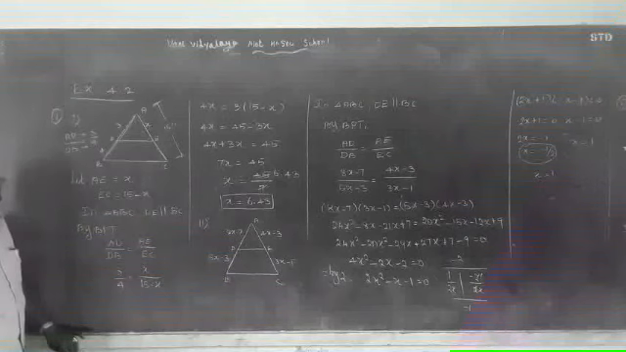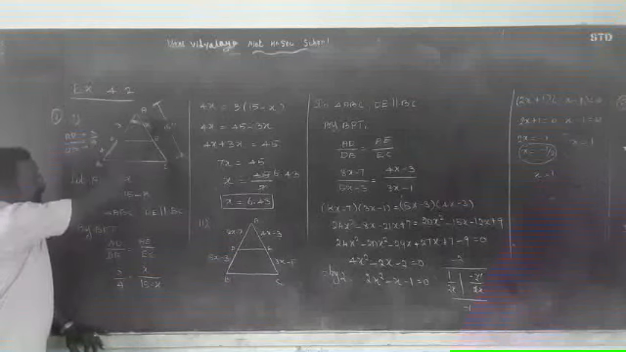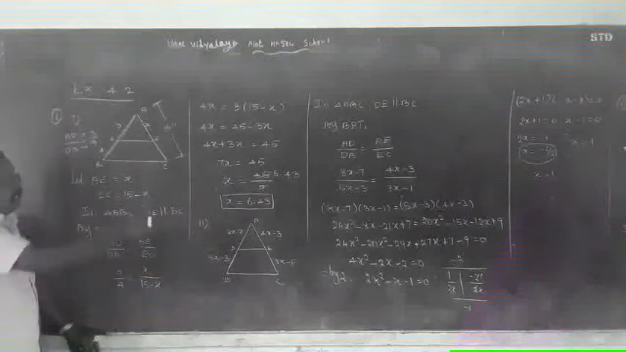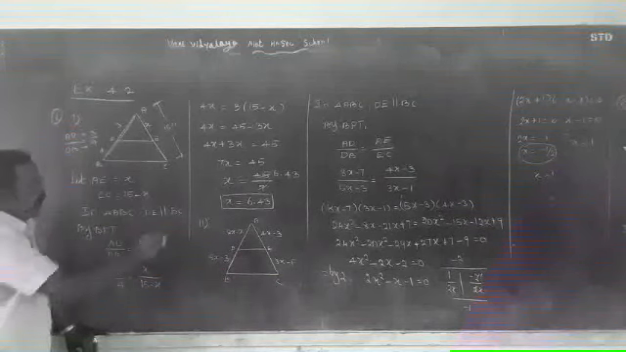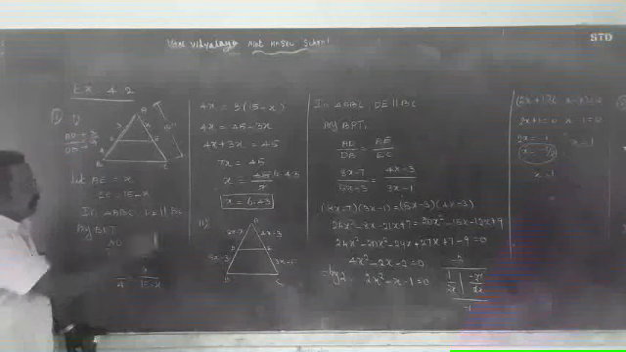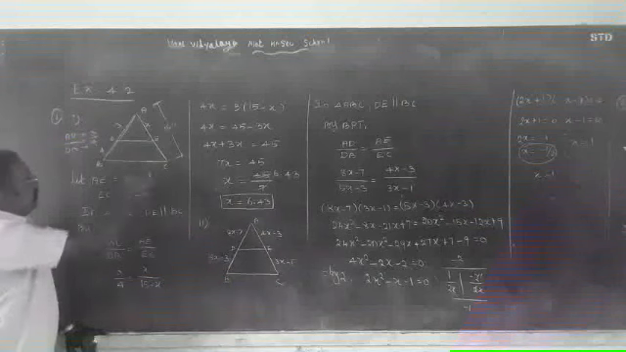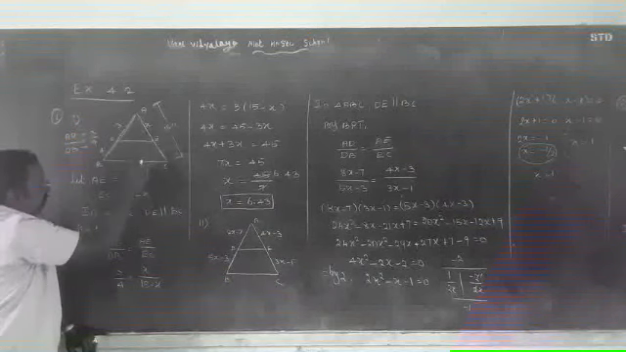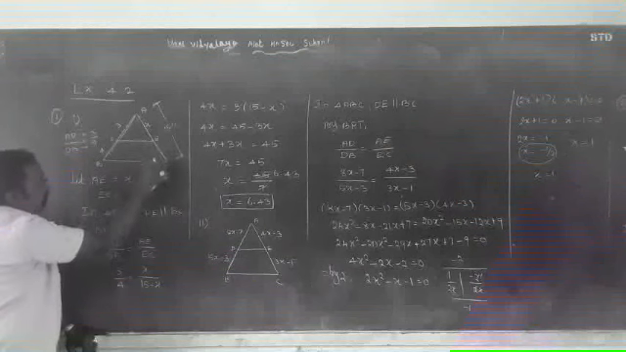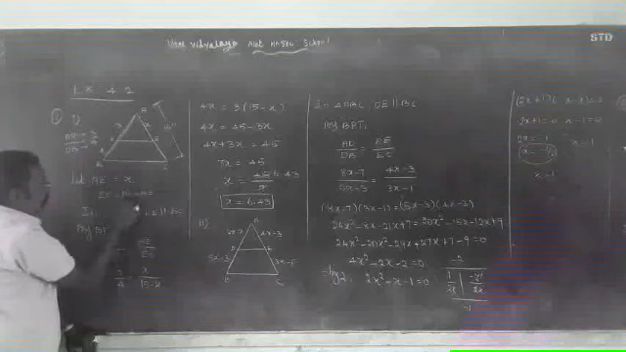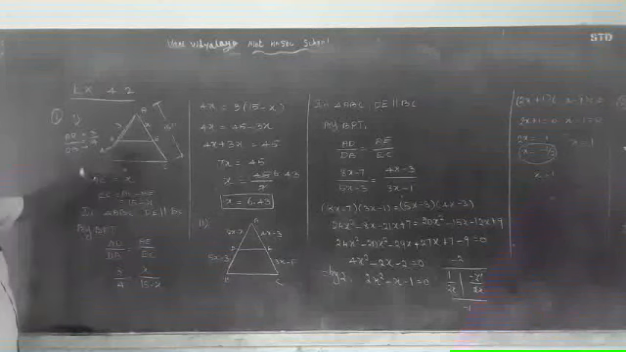We don't know AE. Let AE equal X. AC is given, AC equals 15. So EC equals AC minus AE, which equals 15 minus X. So we find EC equals 15 minus X.